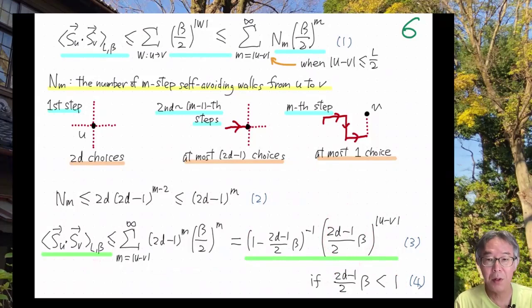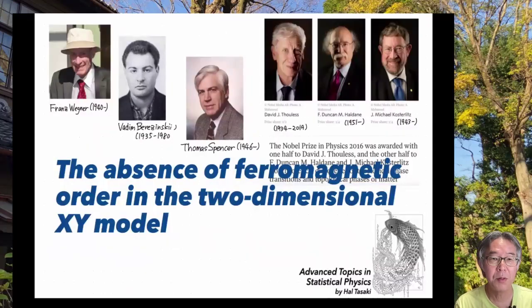Okay, so that's the end of the proof, and this is the end of this mini course on the absence of ferromagnetic order in the 2-dimensional XY model. I hope you enjoyed it, and thank you very much for watching.